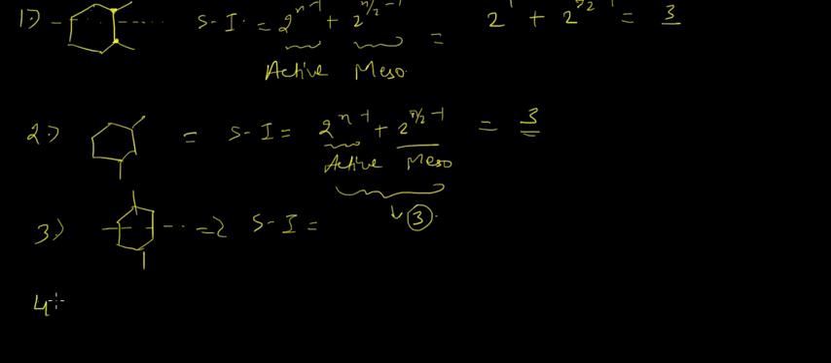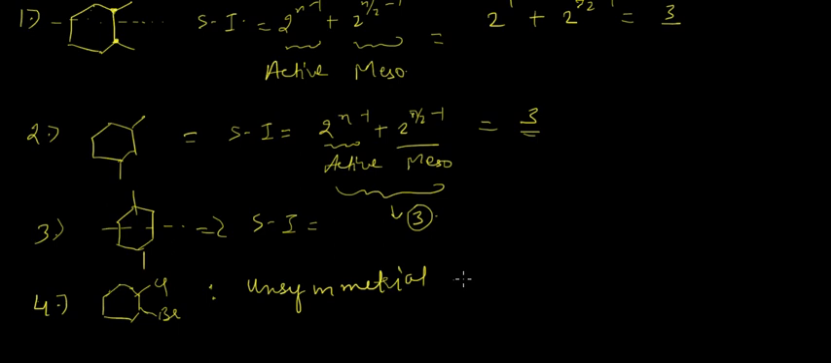Okay, let us look at this example where we have a substituted 1-chloro, 1-bromo compound. It does not have any plane of symmetry, so it is unsymmetrical. As it is unsymmetrical, the total number of stereoisomers is 2 to the power of the number of chiral centers. So in this case, 2^2, which gives the answer 4.